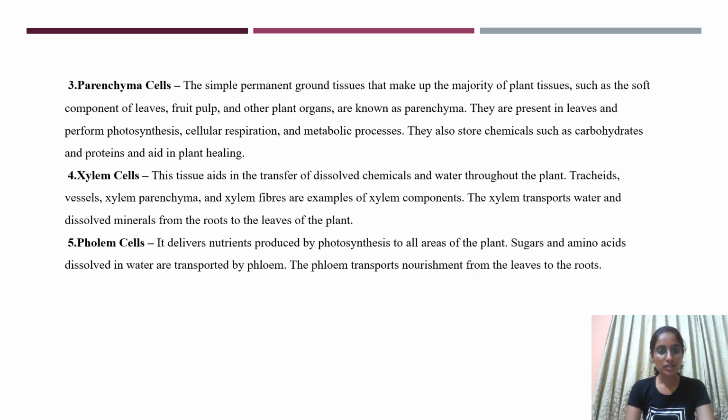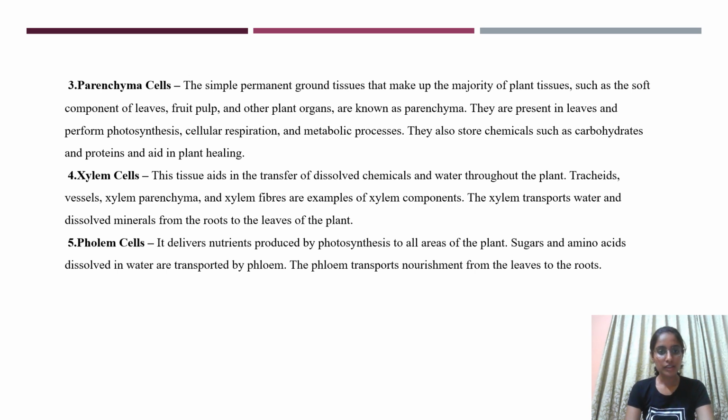Xylem cells. This tissue aids in the transfer of dissolved chemicals and water throughout the plant. Tracheids, vessels, xylem parenchyma, and xylem fibers are examples of xylem components. The xylem transports water and dissolved minerals from the roots to the leaves of the plant.